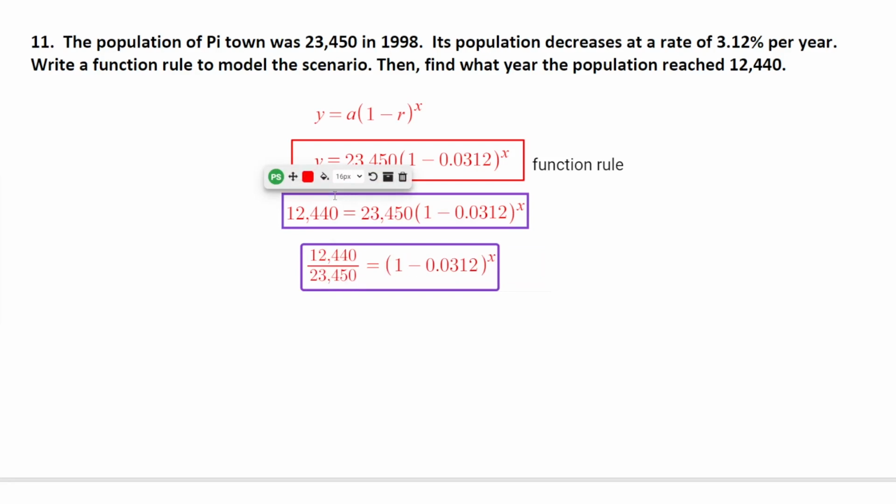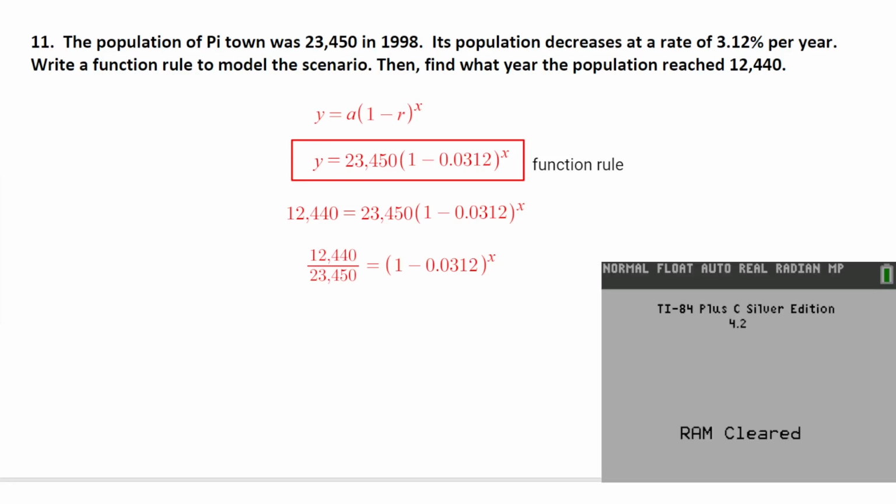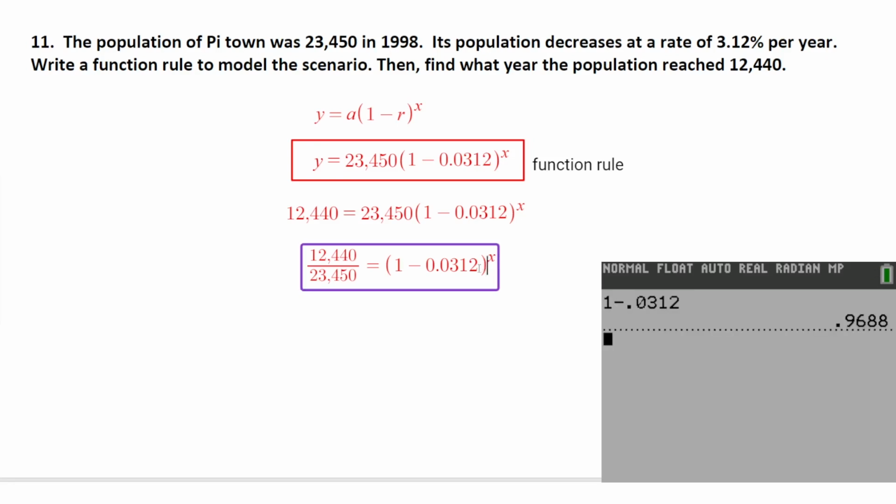It's about time we broke out those calculators. I am going to use a calculator here to do this 1 minus 0.0312. You might be able to get away with doing it without a calculator, but I don't want to leave that to chance. So let's pull this up. Here we go. So we got 1 minus 0.0312. Okay, so that's going to be the new number inside my parentheses here: 0.9688.